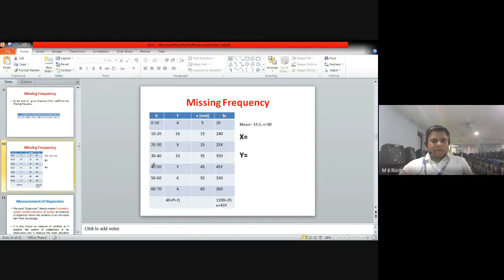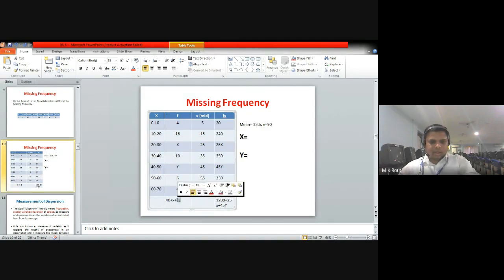Then you calculate the mid value, which I already solved here. The sum of frequencies given is 40 plus x plus y, which equals 90. If you simplify this, x plus y equals 50. This is equation 1. Then moving to the next one, the mid values are 5 for the first row, 15 for the second row, 25 for the third, 35 for the next, then 45, and 55 for the last row. Then we proceed to calculate f into x, that means 4 into 5, that is 20.